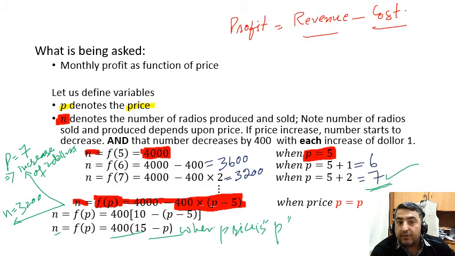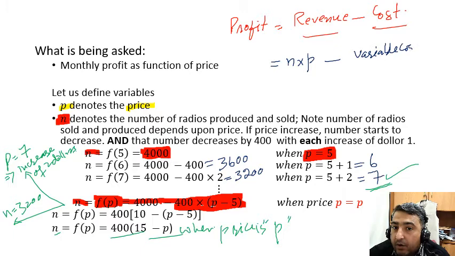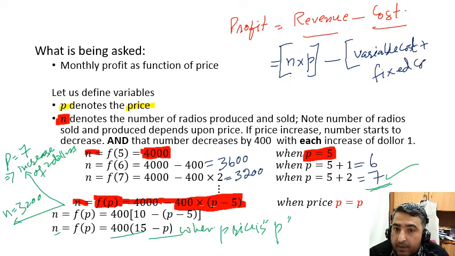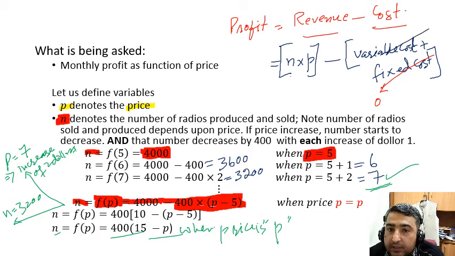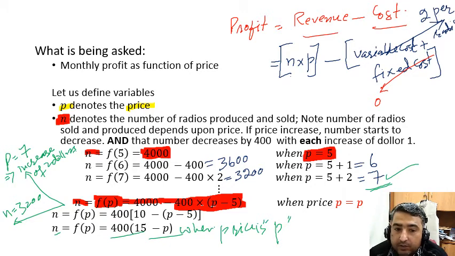Remember this formula, we need this one: profit is equal to revenue minus cost. So we have to first find revenue and cost. Let me explain. Revenue is just N times P, the number of units sold times price. And cost is variable cost plus fixed cost. In the case of the radio, we only have variable cost, so fixed cost is just 0. And the variable cost is just $2 per radio, if you remember. Okay, so it's just $2 per radio. We will use this formula in the next slide.